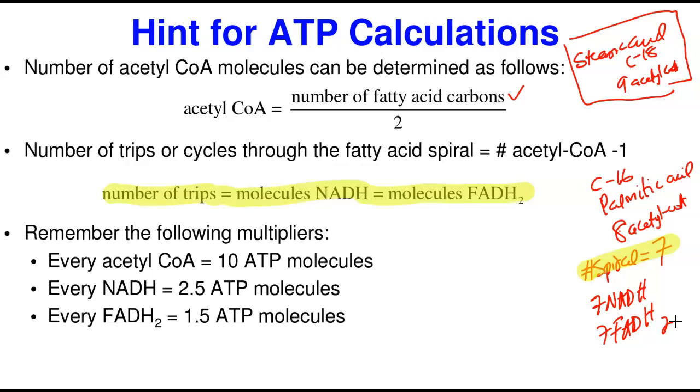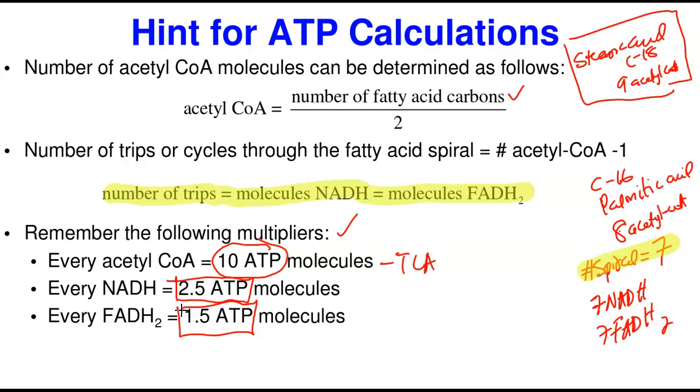Now remember these numbers. Remember the following multipliers. Every acetyl-CoA generated in beta oxidation is going to get into the citric acid cycle, or TCA, tricarboxylic acid cycle, and it's going to generate 10 moles of ATP. Don't forget that. Every single NADH generates 2.5 moles of ATP, and every FADH2 will generate 1.5 ATP. We have had these numbers now.